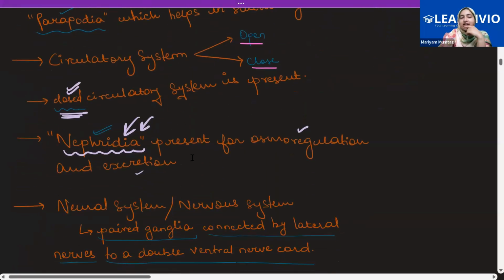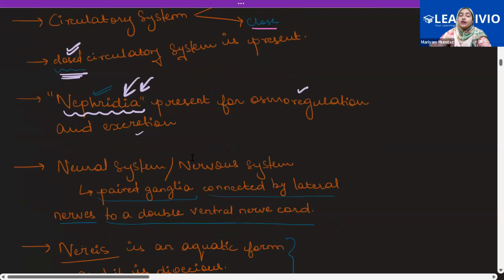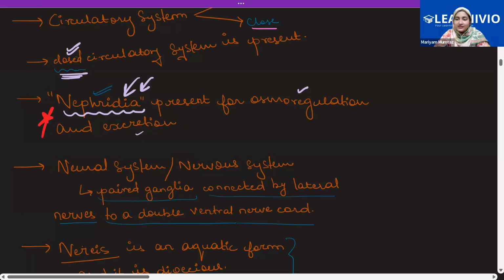Now, you know that the circulatory system is of two types, open and closed, and they have a closed circulatory system. What is a closed circulatory system? It has a perfect system. It contains veins, capillaries, and arteries, meaning the blood is circulated through the blood vessels, right? So they have that closed circulatory system. For the purpose of osmoregulation and excretion, nephridia is present. Again, an excretory structure, very important to remember.